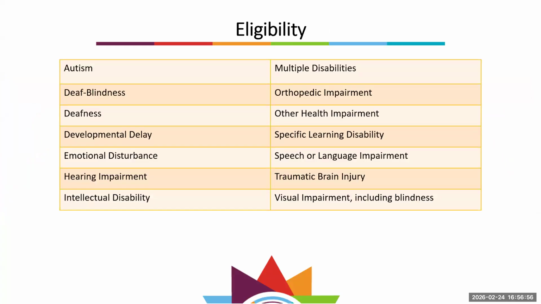Next, you have eligibility. To receive an IEP, a student must qualify under one of the disability categories in federal law. This includes autism, specific learning disability, speech or language impairment, emotional disturbance, deafness, a developmental delay, hearing impairment, an intellectual disability, multiple disabilities, orthopedic impairment, other health impairment, a traumatic brain injury, or visual impairment, which includes blindness.